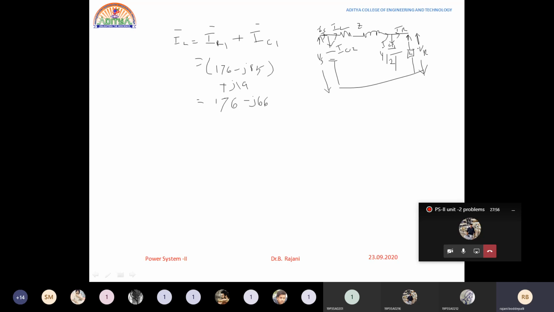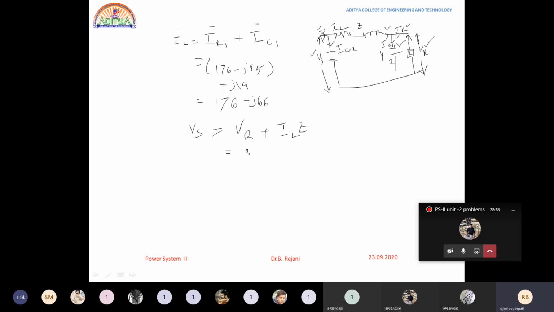Now, what else we need to find? We have calculated VR, IR, IC1 and IL. Z we know, R we know, XL we know. What else do we have to calculate? We have to calculate VS. For knowing VS, we need VR plus IL into Z. For this entire loop, the sending end voltage is equal to VR plus the drop, IL into Z.